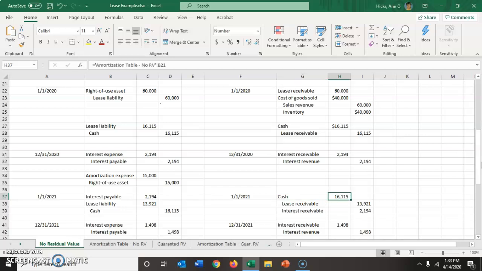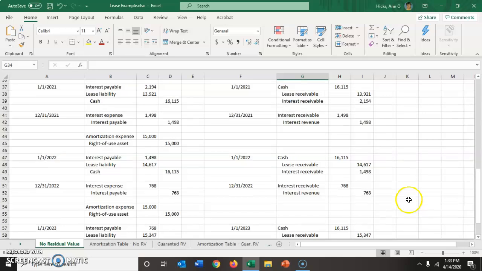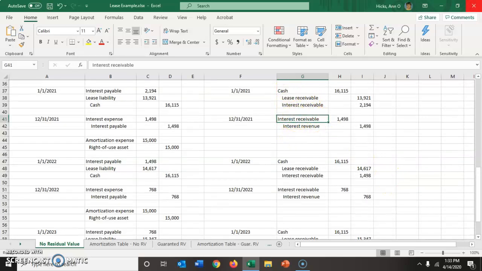Then January 1, 2021, we debit cash, credit lease receivable, and interest receivable, respectively. Note that at 12/31, I had no entry for amortization expense. The asset is on the books of Vaden. They're the ones that are going to amortize that, not us. Then throughout the remainder of the lease, our entries will be the same. On 12/31, we'll recognize interest based on the amortization table. On January 1, we will collect the cash, crediting lease receivable and interest receivable.